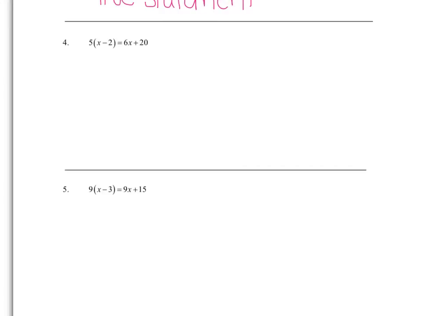For number 4, I see that I have 5 times the parentheses, the quantity of x minus 2. This is going to imply to me to use the distributive property. So I'm going to distribute 5 to the x and 5 to the -2. Well, 5 times x is 5x, and 5 times -2 is -10. And that equals 6x plus 20. Again, I told you I personally like to bring all of my x's to one side, but there's multiple ways to solve this. I'm going to subtract 6x on this side, and what I do on one side, I have to do on the other.